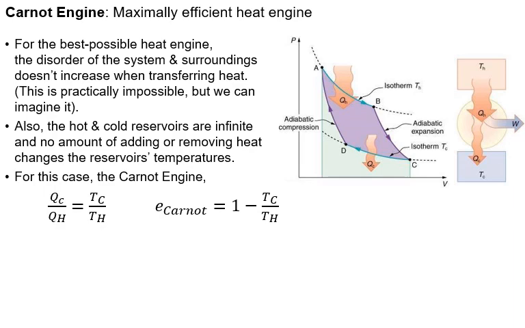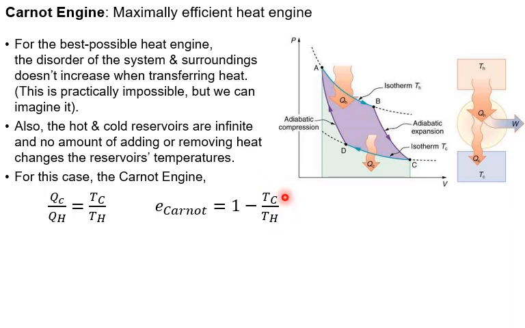So for the Carnot engine, the ratio of the heat removed to the heat added is equal to the temperature of the cold reservoir divided by the temperature of the hot reservoir. This is only true for the Carnot engine, the maximally efficient engine case. And so for the efficiency, we can substitute the temperatures in instead of the heats. For the Carnot engine, the efficiency is 1 minus the temperature of the cold reservoir divided by the temperature of the hot reservoir.